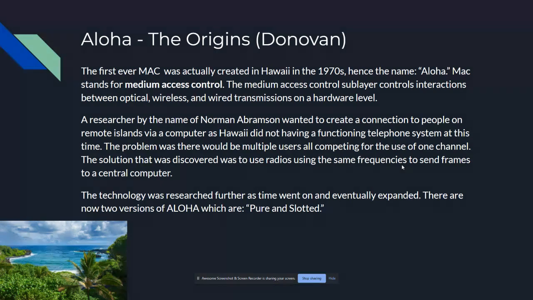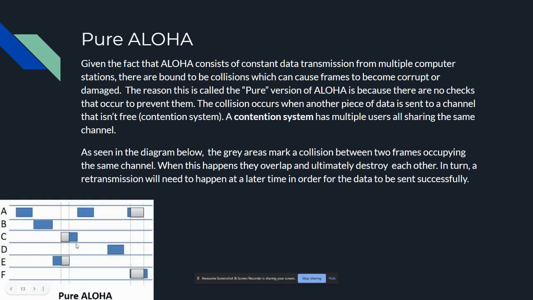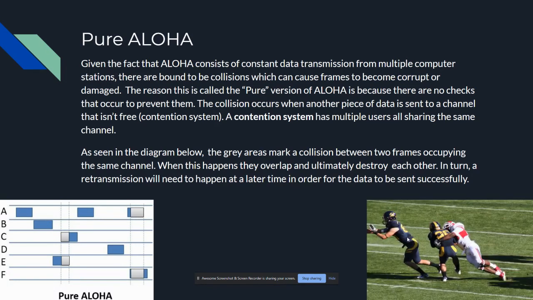And so eventually this was expanded, and there's now two versions, which are pure and slotted. So Pure Aloha is the first version. This is the original. And so, given the fact that Aloha consists of constant data transmission from multiple computer stations, there's bound to be collisions, as you see here, like in football, which can cause frames to become corrupt or damaged. And so, the reason it's actually called the pure version is because there's no checks that occur to prevent these collisions. And so, the collision usually occurs when a piece of data is sent to a channel that isn't free, and this is part of a contention system.